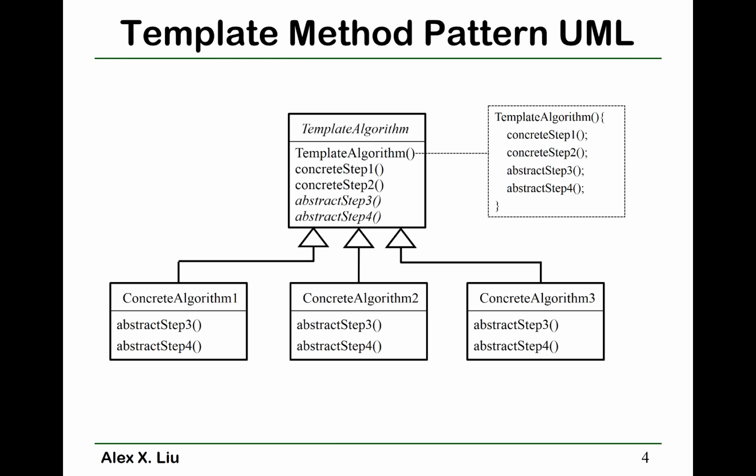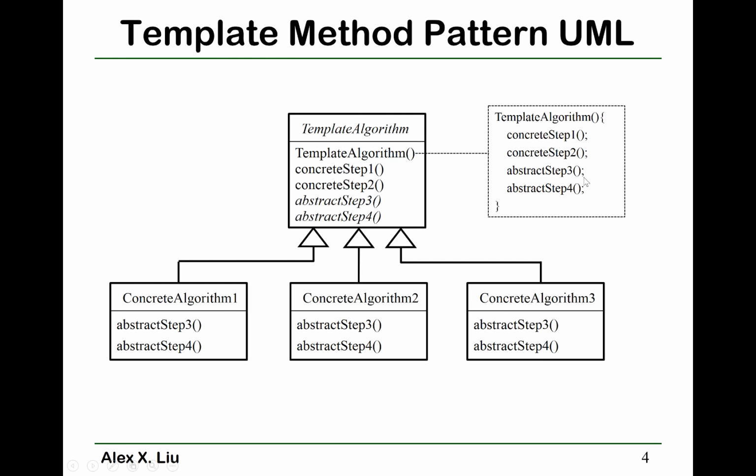So this is the UML diagram for this template method pattern. This is the base class. It has a template algorithm. In this template algorithm, it consists of, say, in this example, 4 steps. Some steps are concrete. Basically, step 1 and step 2 are the same for different variants. Then we implement them in the base class.